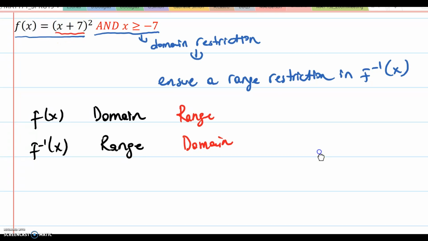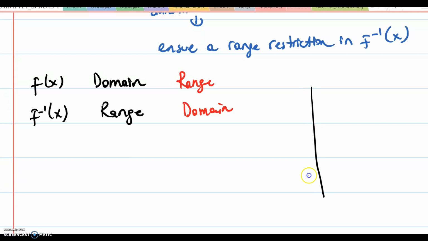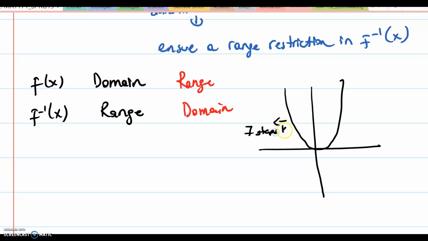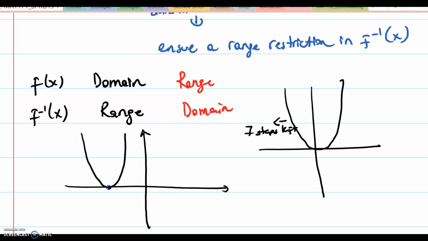So remember our transformations. We do have good old x squared function, and we move it 7 steps left, right? Not 7 steps up, because it's an inside operation. So then the function will become (x plus 7) quantity squared, if there is no domain restriction, probably like that. Okay, so this function will be our f of x, (x plus 7) quantity squared.